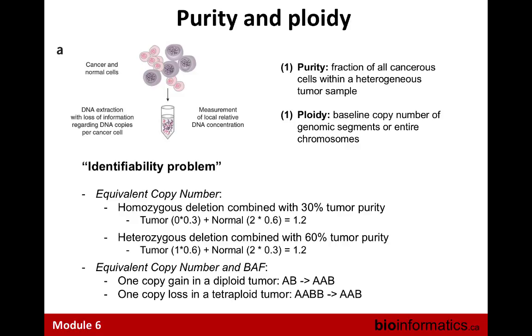So for some of these methods that try to infer purity, the gold standard they compare to are some of the samples in TCGA, the Cancer Genome Atlas, which has sequenced thousands and thousands of tumors. And for some of them, pathology slides exist, and a review has been done to determine in those samples what the purity was.